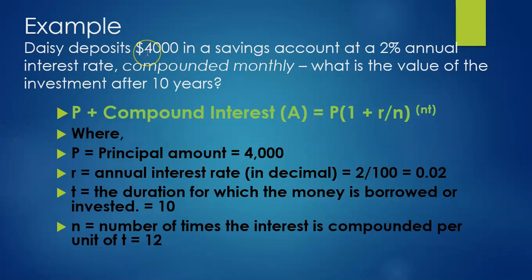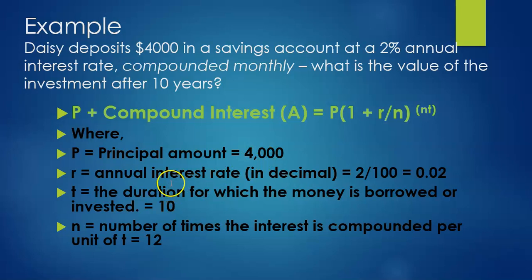Daisy deposits a sum of $4,000 in a savings account in a bank at a 2% annual interest rate, which is compounded monthly, and we're asked to find the value of the investment after 10 years. So we have been given the principal amount, which is $4,000.